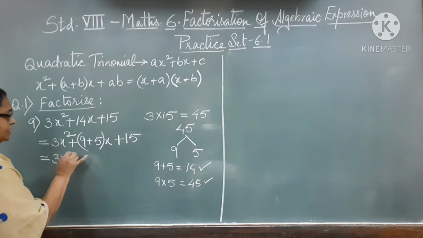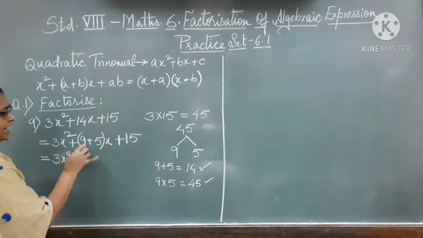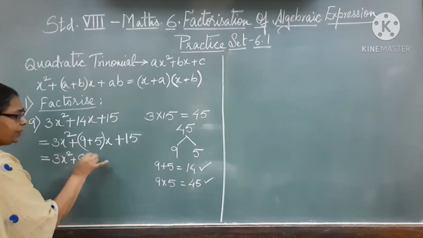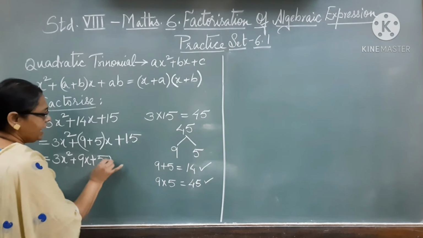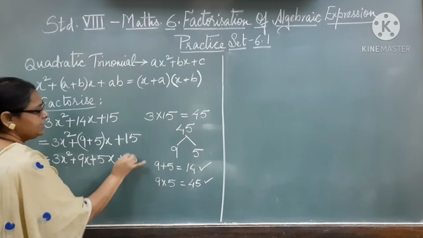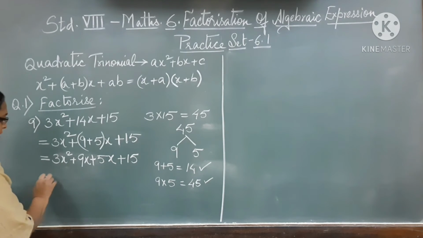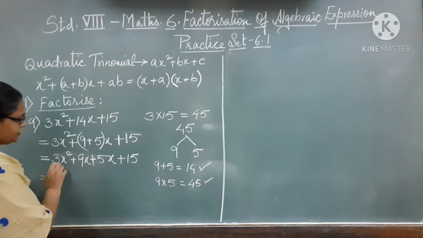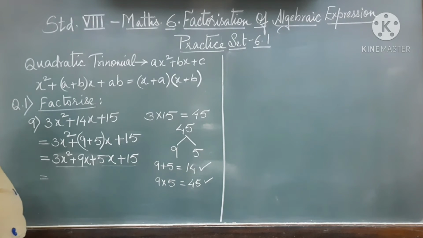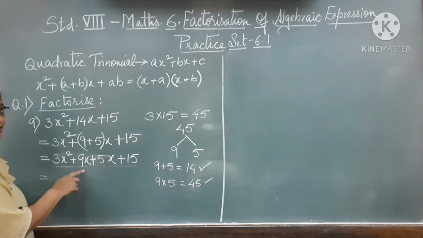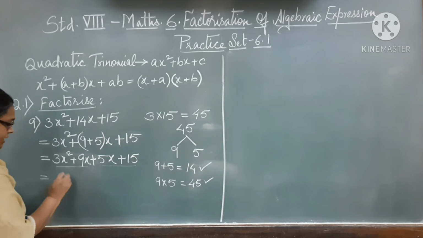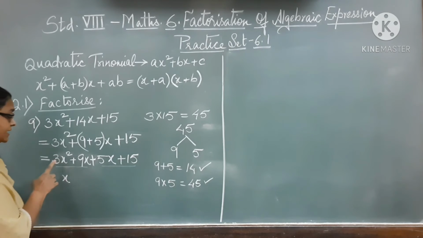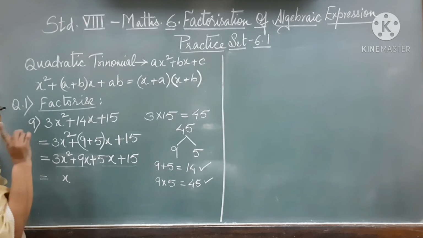Okay. Now let me remove these brackets. 3x squared plus, plus into plus is plus. 9 into x is 9x plus, I am writing the sign as this. 5 into x is 5x plus 15 as it is. So that is equal to, now I have got 4 terms. Of course, I am going to group them in 2, and each group has 2 terms. Now take the common term outside the bracket. Now here common are, x is common, but wait, there is a multiple also.